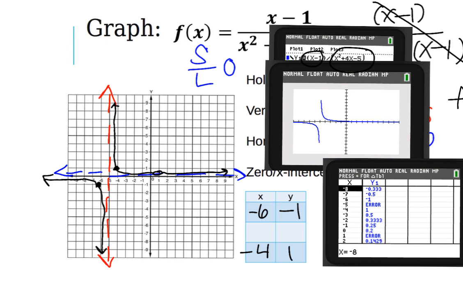So this would be graphing our rational function, identifying all the key features, putting them on our graph, and then looking at our general shape and some integral points on both pieces of our graph.